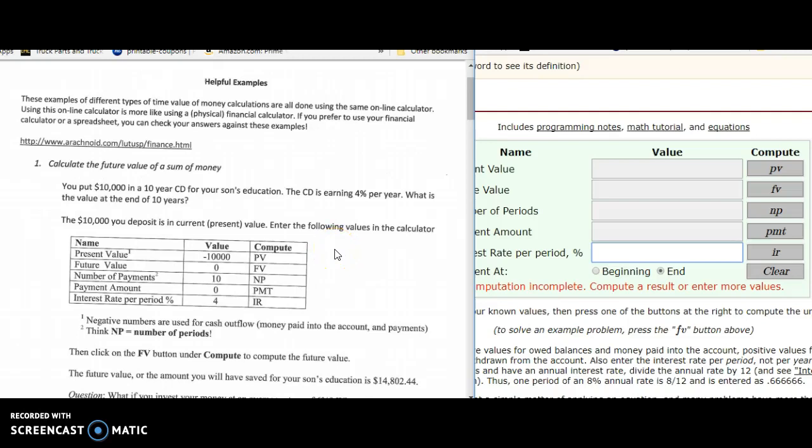I know some of you have been having struggles with this assignment as well as the quiz. So hopefully I can walk you through some of these examples to help you take the quiz.